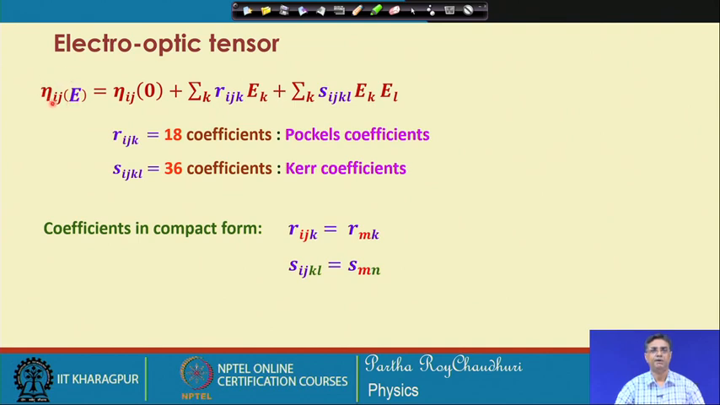This we have also seen: the new impermeability tensor in presence of the electric field is connected to the impermeability in absence of the electric field, plus the electric field and Pockels coefficients product term, and the quadratic electro-optic tensor and the electric field product term. We have seen that the Pockels coefficients are 18 in number, whereas there are 36 coefficients for the Kerr coefficients, and this is the compact form of writing the Pockels and Kerr coefficients.